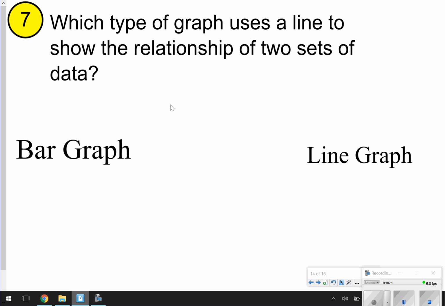Here's your final question, and you're just going to write down the answer for number 7. Which type of graph uses a line to show the relationship of two sets of data? Go ahead and write down your answer. If you need to, you can pause the video to talk about it with your neighbor, but you might not need to talk about it.